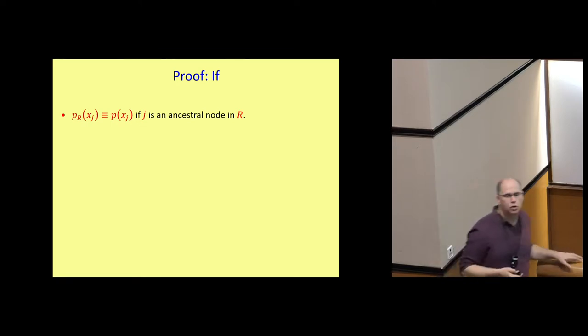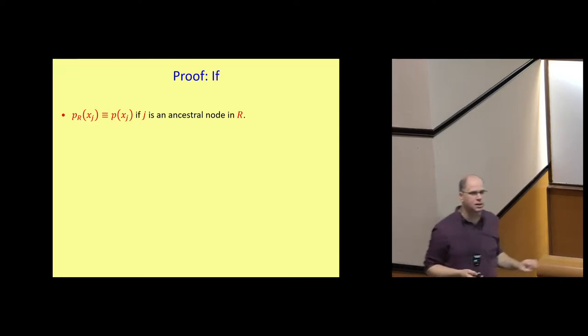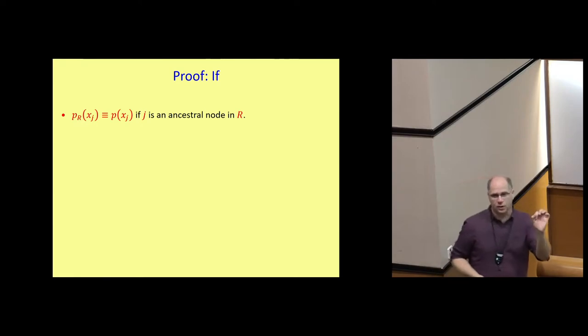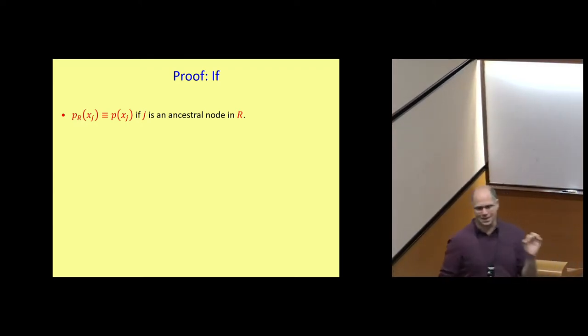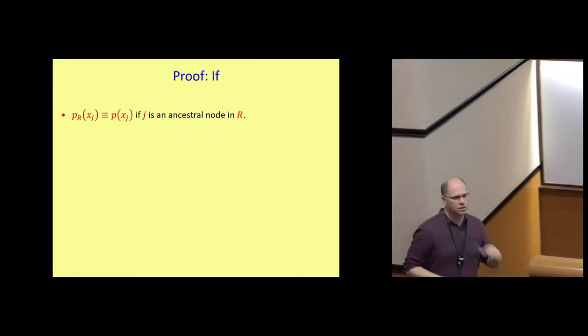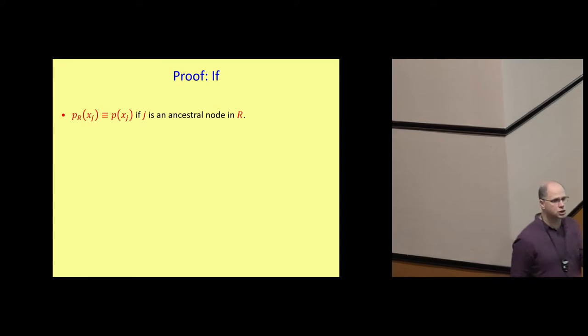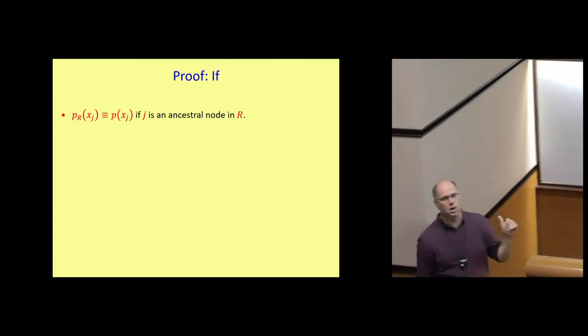Ask the question of whether your marginal over a certain variable is correct or not. Let's just look at the marginal belief over some variable. Result, dilemma. If the node J is ancestral in your graph, then you don't distort the marginal. Not distorting marginals is not a general property of this model.